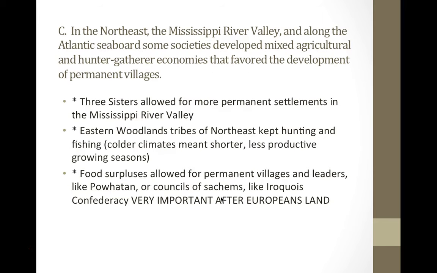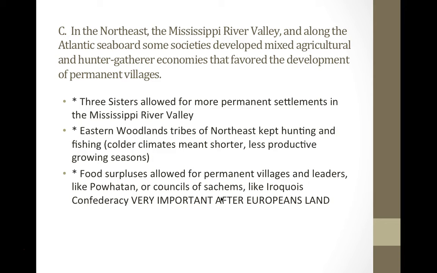All right, again, Northeast and Mississippi River Valley are going to be different. All right, Three Sisters farming is going to allow more permanent settlements in the Mississippi River Valley, but as we look at the eastern woodland tribes of the Northeast, it's more going to be the hunting, gathering, and fishing. All right, the colder climates are going to make shorter, less productive growing seasons. The Three Sisters farming isn't going to be as effective. Therefore, they're going to have a different society based on their different environment.